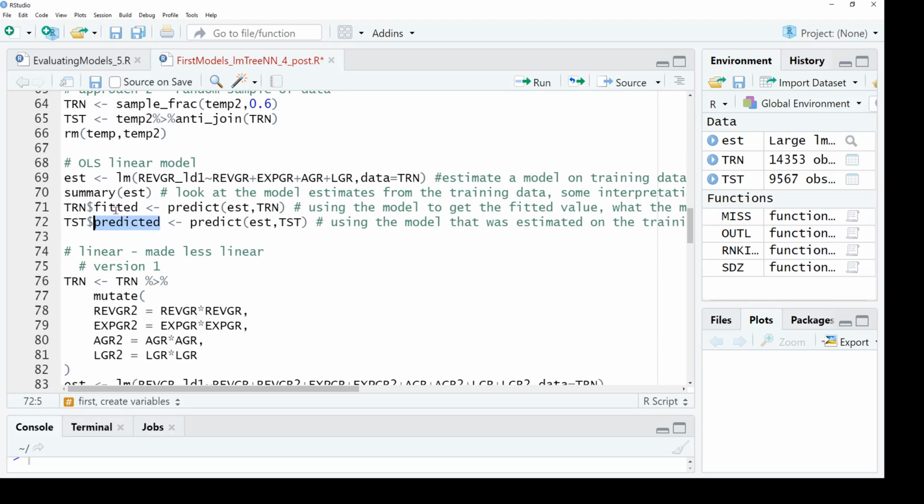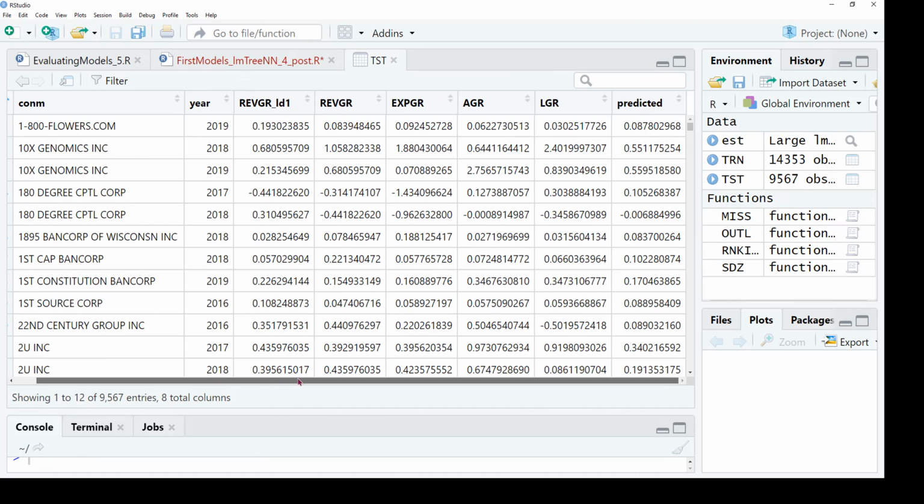So to make it easy to remember here, the fitted value I'm using as the training data Y variable that the model would say the Y variable should be, but when we're actually going to try and predict it, that's this testing data and the predicted column that I'm creating. So if I run this is new data, so I go ahead and look at the testing data. At the end, we have this predicted value.